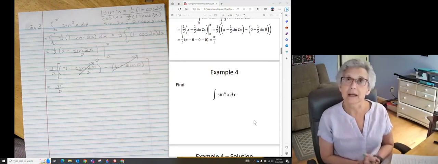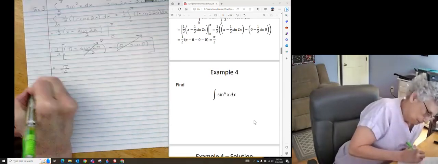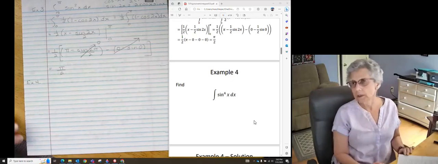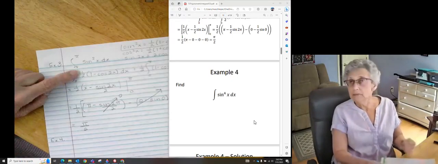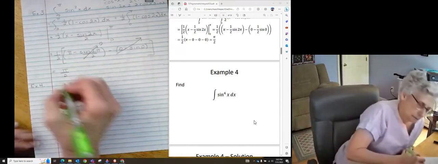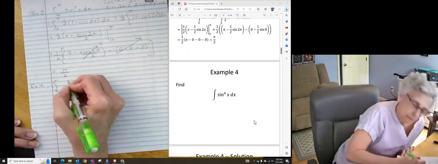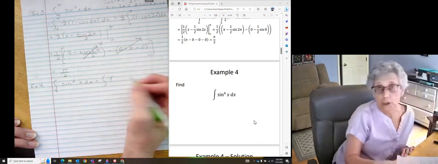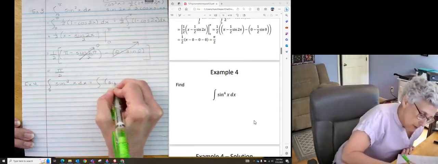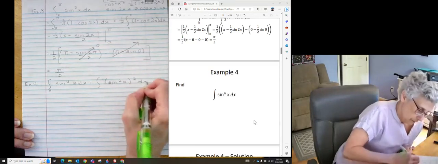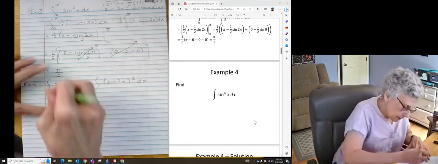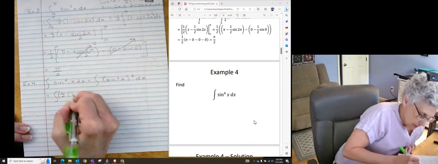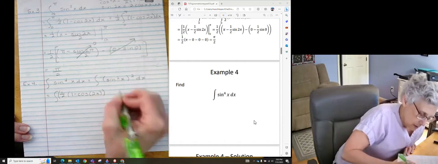Okay, example 4. Now we've got sine to the 4th power. Go ahead and pause and see what progress you can make. Try doing this one on your own. You're going to use the same half angle formula, and you're going to have to square it. So to the 4th power is just squared squared. So sine squared of x squared. This is an indefinite integral. So I have 1/2 of 1 minus cosine of 2x squared.